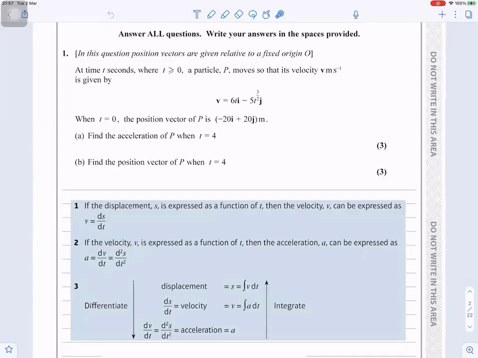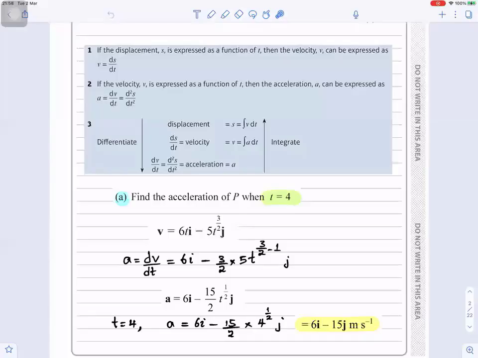So we're going to be using some of these formulae down here. So it's very important for you to look at them. For example, acceleration is dv over dt. Velocity is ds over dt, so displacement is the integral of v dt. So look at these formulae, we're going to be using some of them. To find the acceleration, we've been given the velocity, and acceleration is dv over dt.